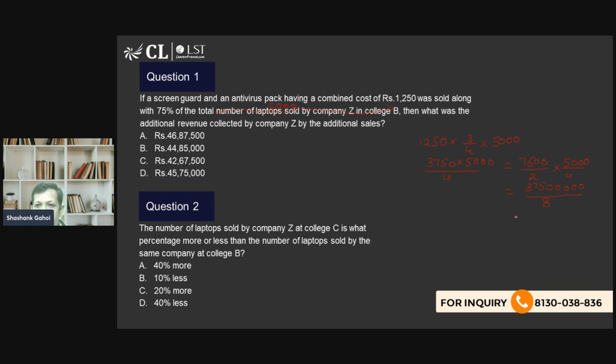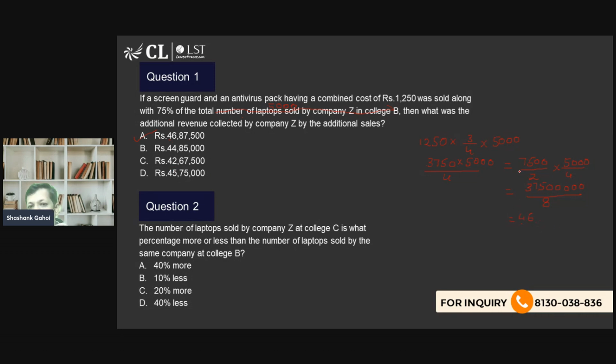So 8 4s are 32, 5 5 8 6 are 48. So my answer should be 46 something. Is there any option that is 46 something? Yes, option A. Is there any option that is starting with the 46 lakhs? No option. So I'm directly going to mark my answer as option A because every other value is less than 46 lakhs and my answer is greater than 46 lakhs.